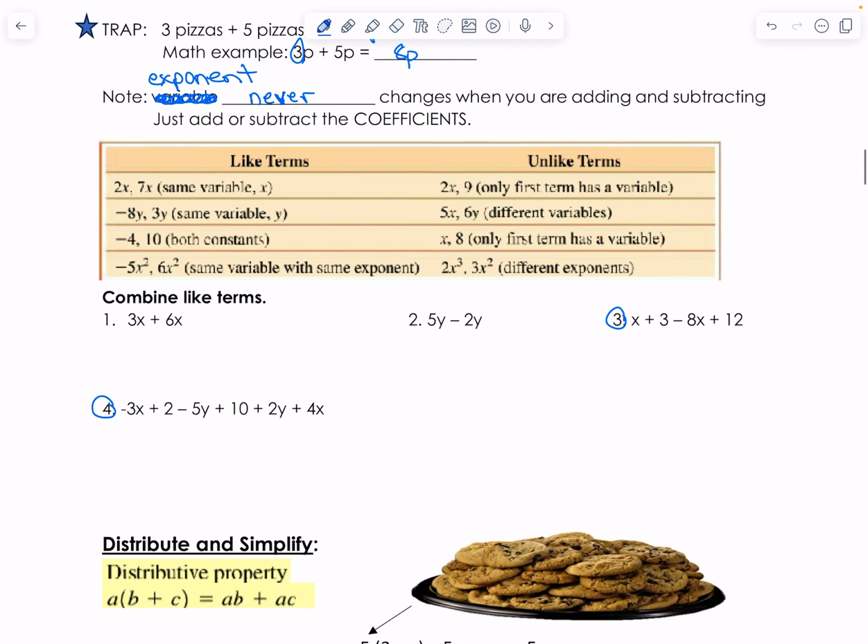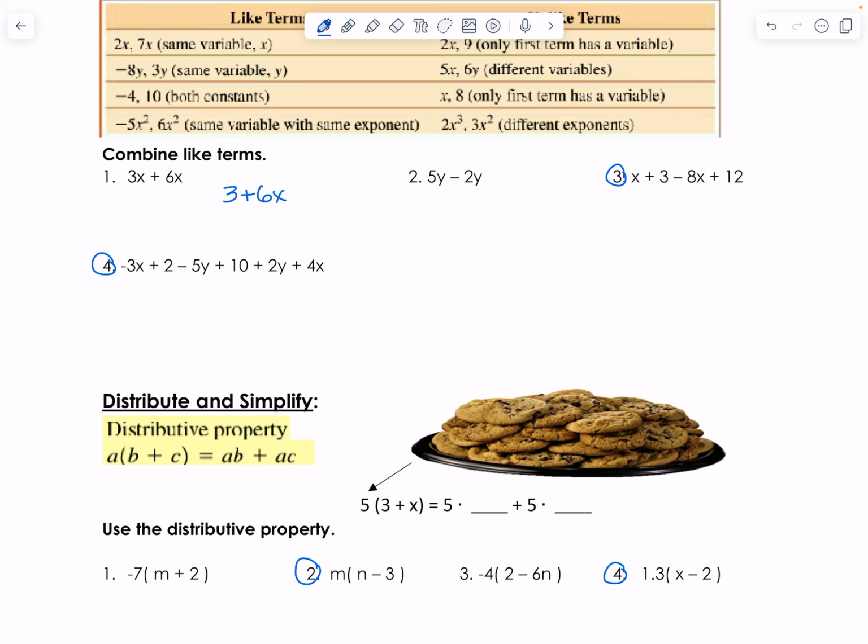So, they talk about like terms and unlike terms. Remember, like terms have the same letter and exponent. So those are the only ones we can combine. So if I had 3 plus 6x for this first example, I would be finished. I couldn't do anything to that. I'm actually not going to work all the examples, but they are all worked and uploaded into D2L so you can go back and look at them. I'm just working some out of each section to make sure you understand how this works.